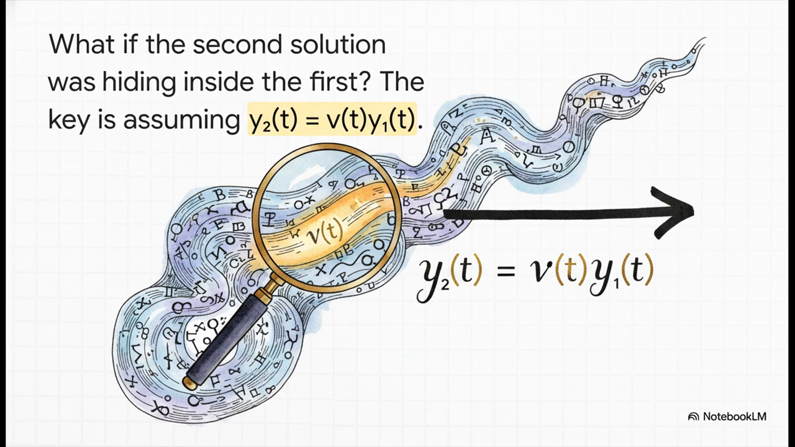But what if the answer was right there in front of you the whole time? I mean, what if that second solution you're looking for was kind of hiding inside the one you already have? That is the absolutely brilliant idea behind reduction of order.